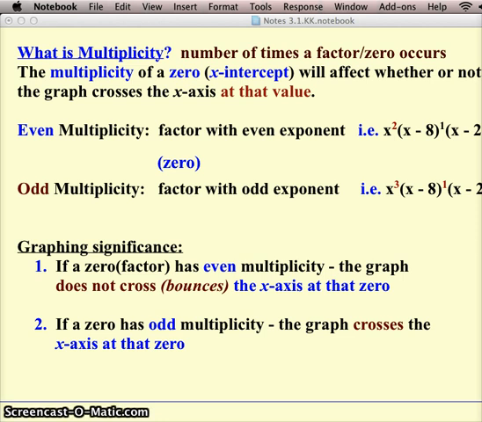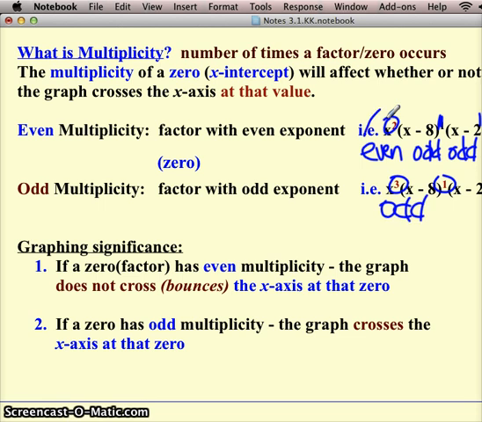But for starters, just look at the examples. What you see here is exponent 2, that's an even multiplicity. Exponent 1, that's an odd multiplicity. This one also has an exponent 1. That's an odd multiplicity. Okay. This is 3, 1, and another one over here is 1. Those are all odd multiplicities. The only one that really affects our graphing is even.